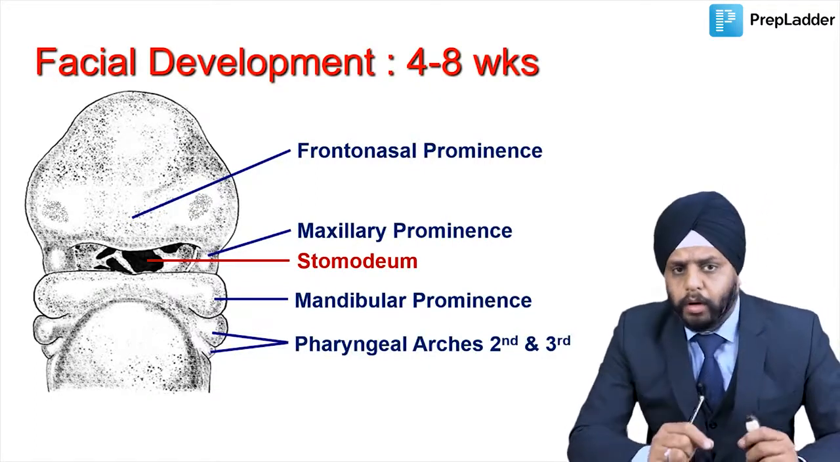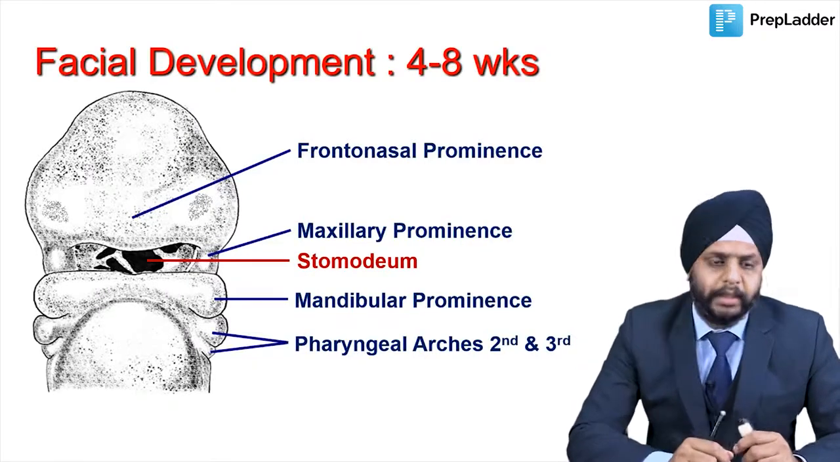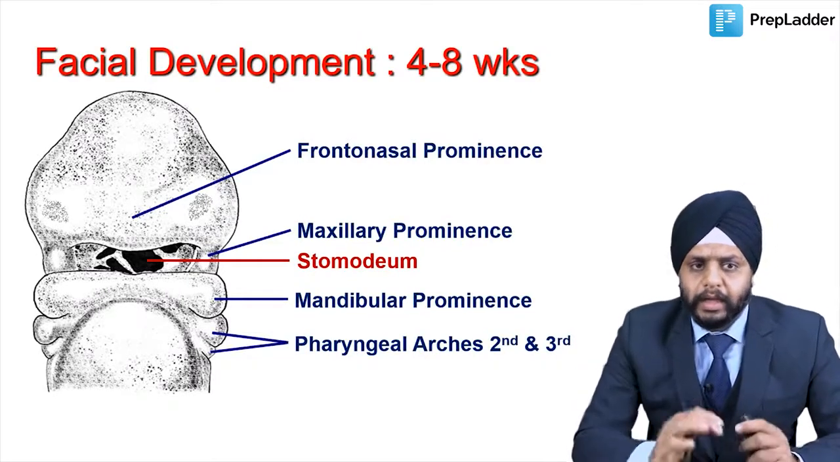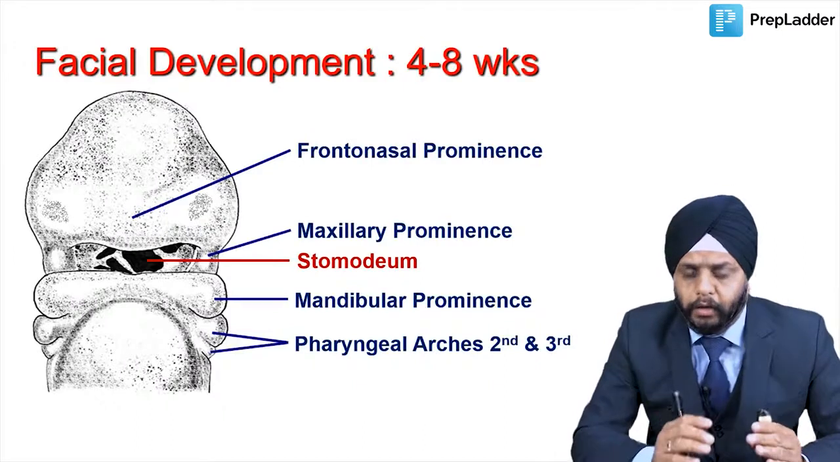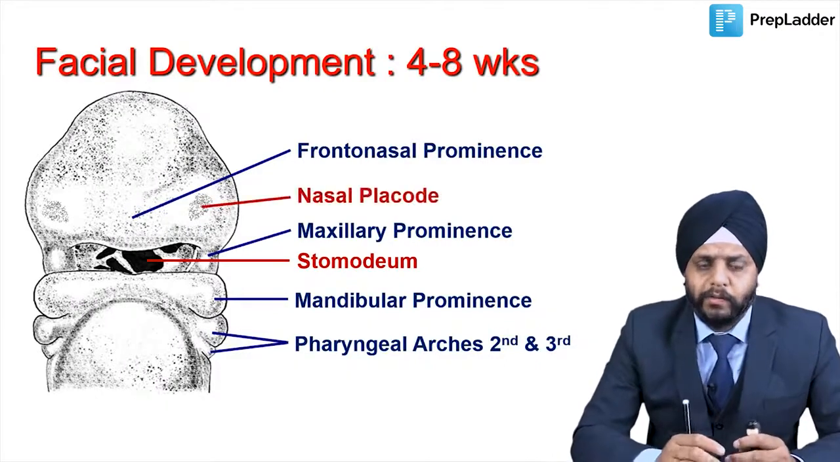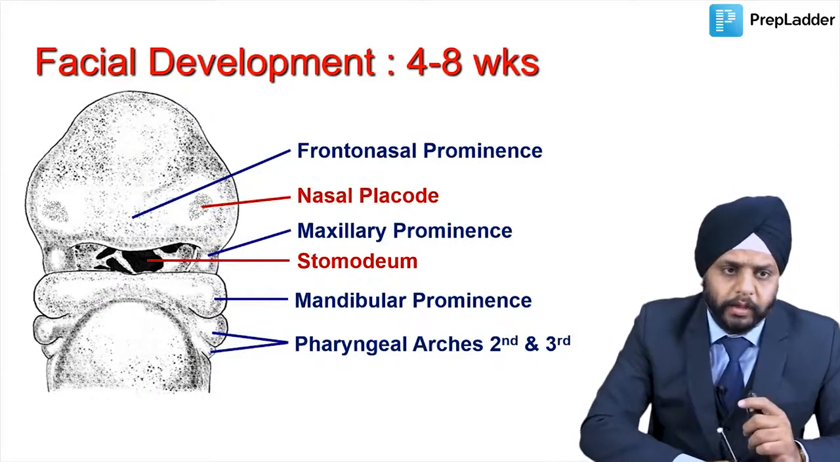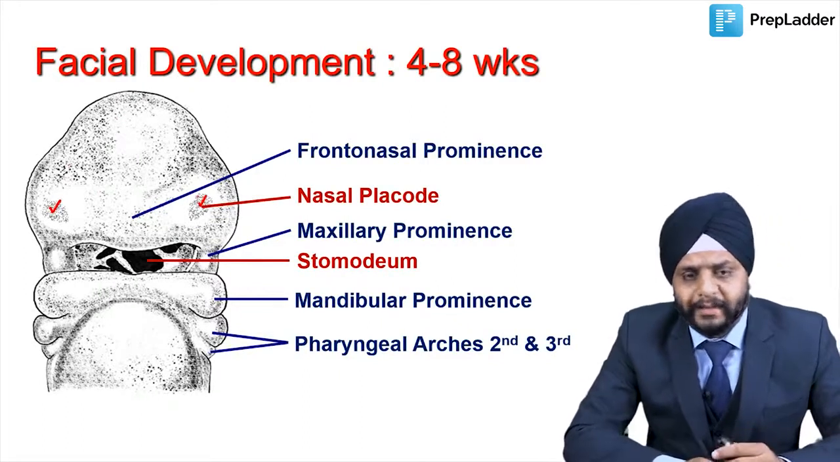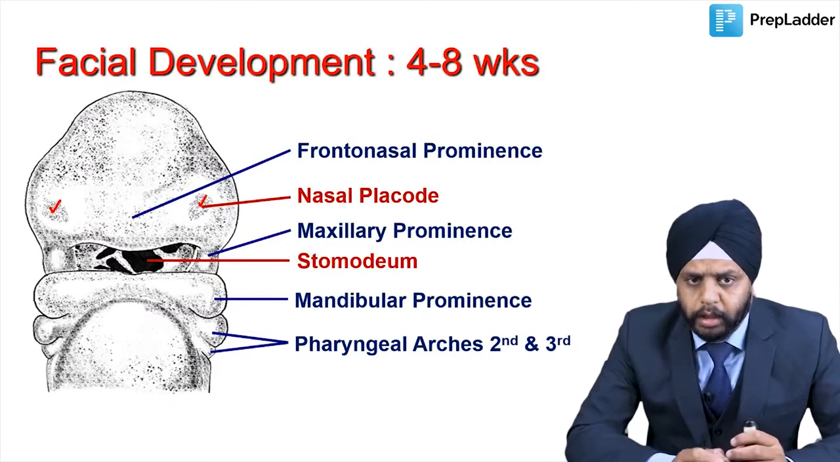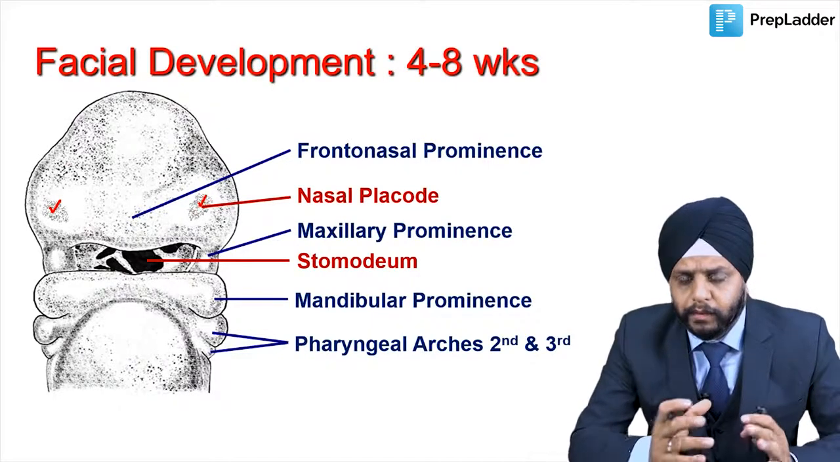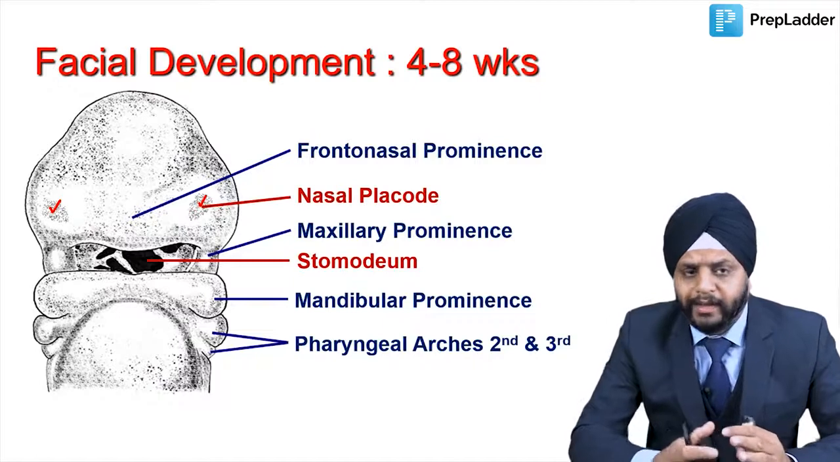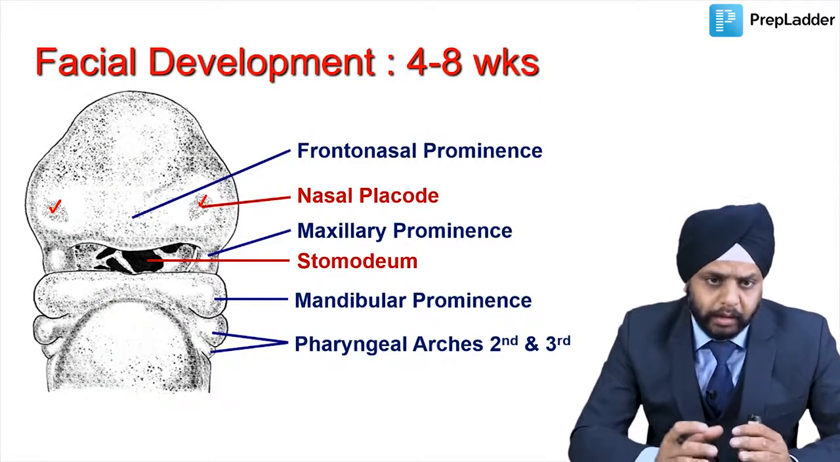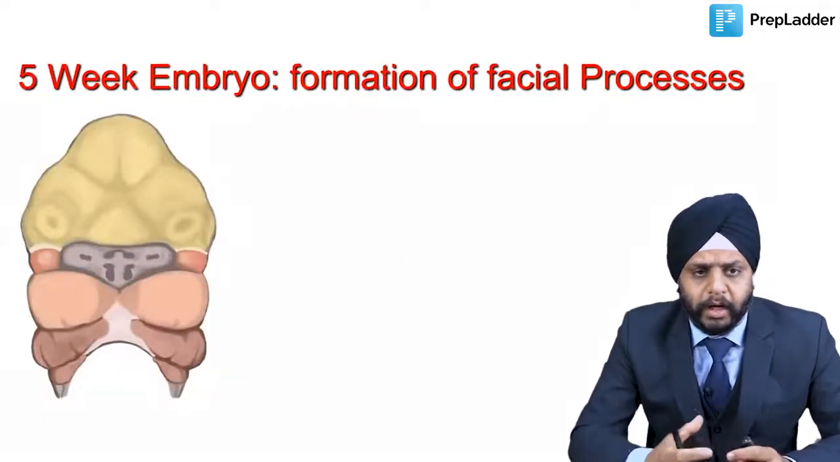Okay, now on the frontonasal prominence we can see that there are 2 ectodermal thickenings. These we call as nasal placoid. So you can see one on each side, there is formation of nasal placoid. Okay, now what happens to this nasal placoid and how the nasal cavity forms, we'll discuss it. Now before we discuss it, let's look at this diagram.